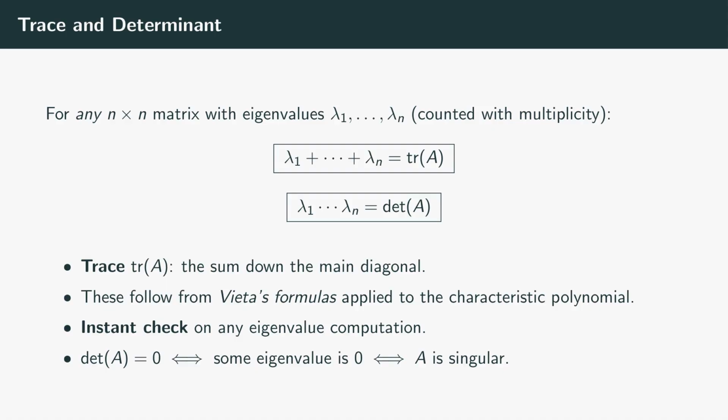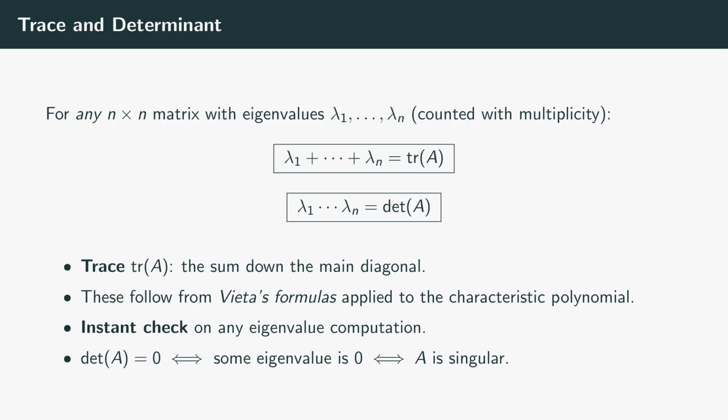Those two checks were not a coincidence. They are theorems that hold for every square matrix. Here they are in full. The sum of all the eigenvalues, counted with multiplicity, always equals the trace of the matrix, which is just the sum of the entries down the main diagonal. And the product of all the eigenvalues always equals the determinant.